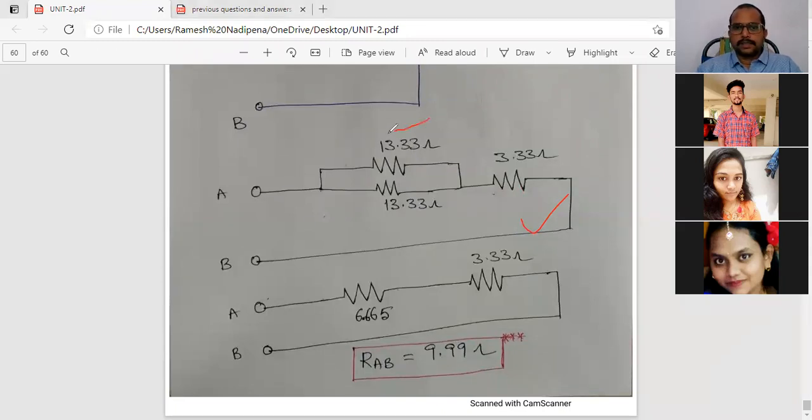Right. See, this is 13.33. Here 13.33. These two are in parallel. So 13.33 in parallel means 6.665. So this parallel combination is 6.66, and that is in series with 3.333. Right. This is 3.333. So what is RAB? These two are in series now. So RAB equals 9.99. This is the final answer. All of you please note this down.